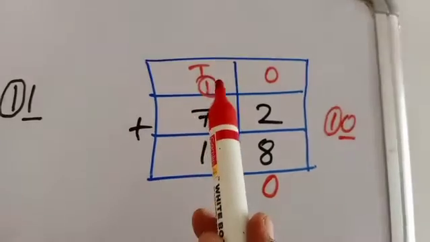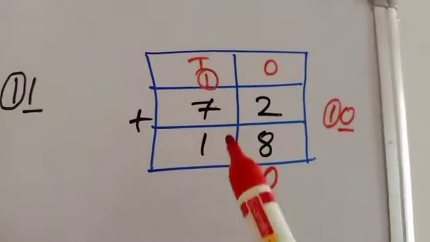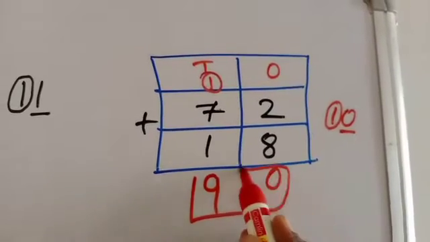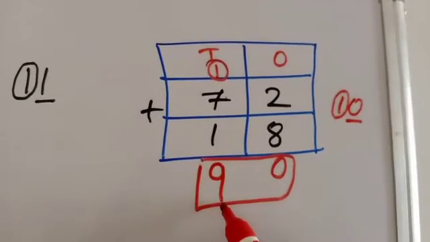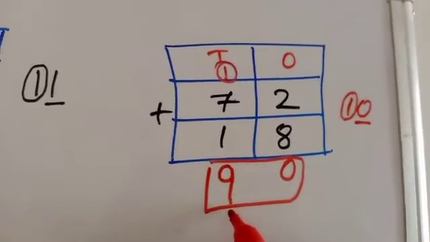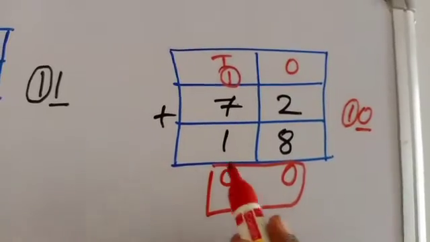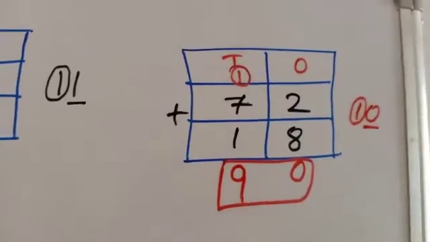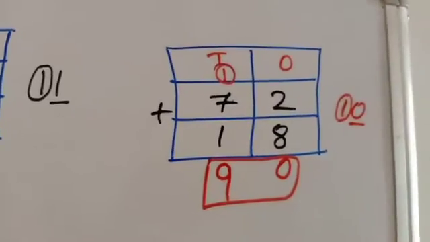So 7 plus 1, 8. 8 plus 1, 9. So what is the answer now? 90. So how many flowers does Vicky have now? 90 flowers. Okay? Yes. Let's move to the next one.